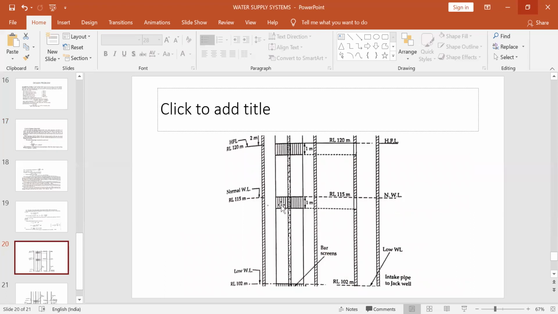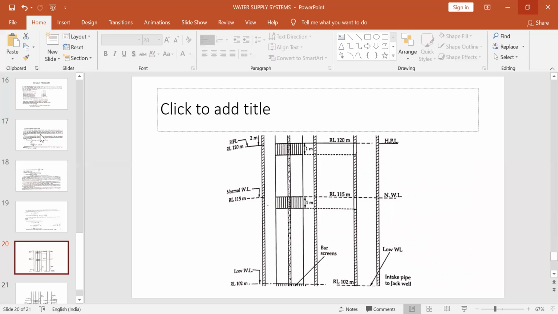Okay. So why are you providing this bar screen? So that debris, plants, plastics, and all the bigger garbage get stuck here and do not enter the intake well. This is the only purpose. So for that you are providing coarse bar screens.